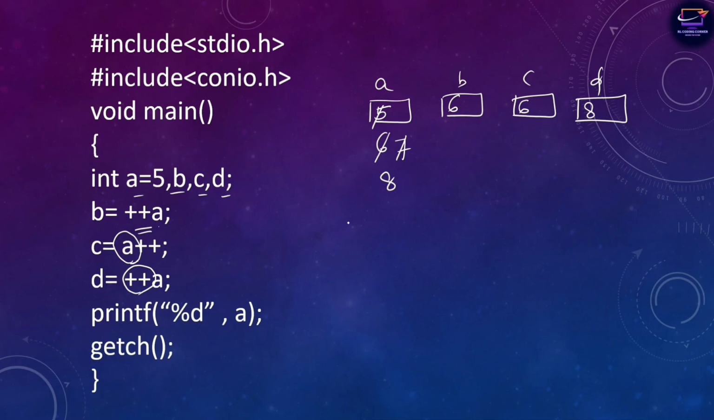Right. So after this program we have the output as a equals to 8, b equals to 6, c equals to 6 and d equals to 8, right? So now I hope you got all the basics about these 3 operators, right? In the next video I will discuss the relational and logical operators. Okay, thank you.